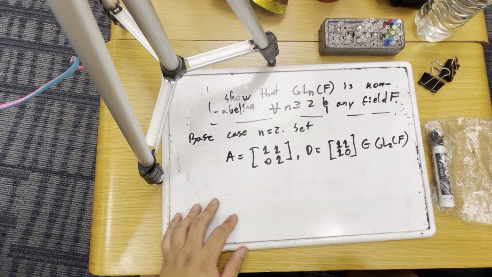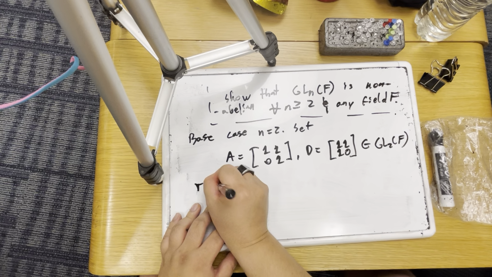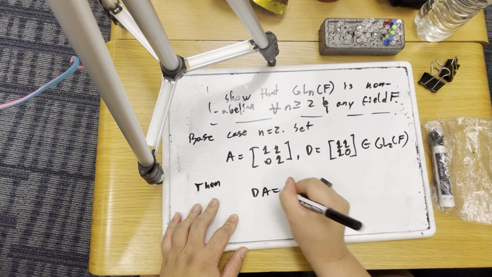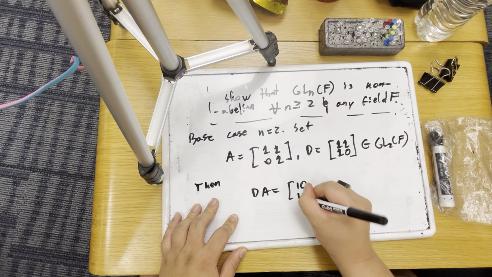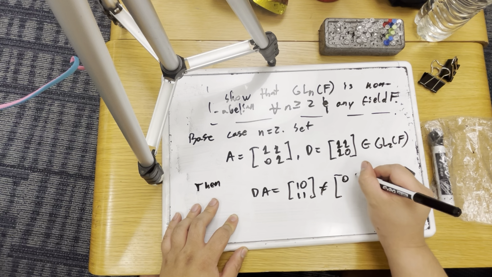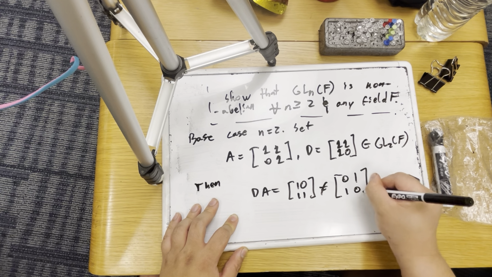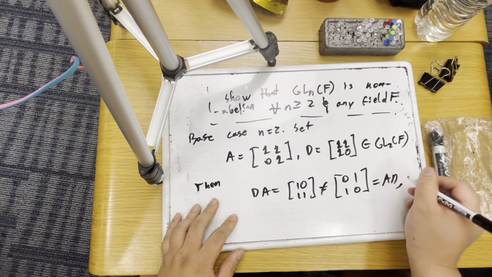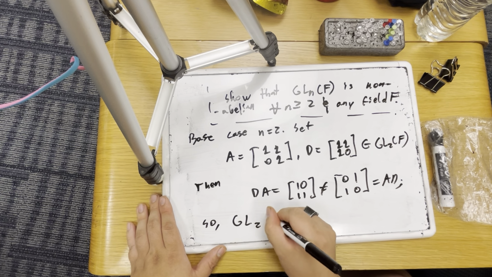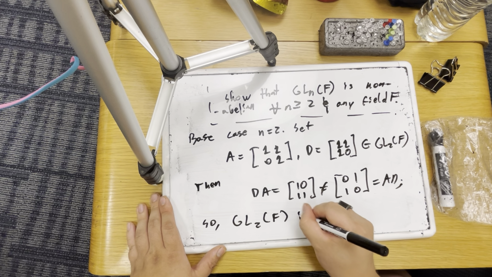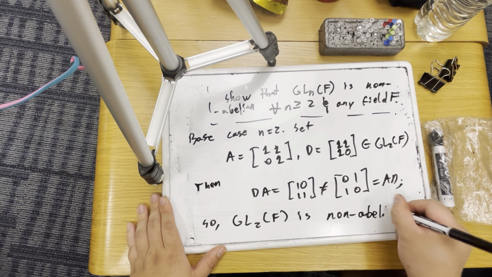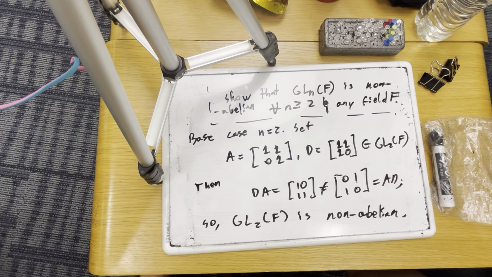So then, as we discovered earlier, DA, which is equal to [1, 0; 1, 1], is not equal to AD, which is [0, 1; 1, 0]. Right? So the general linear group with degree 2 is non-abelian. Okay? Now we get to the inductive step.